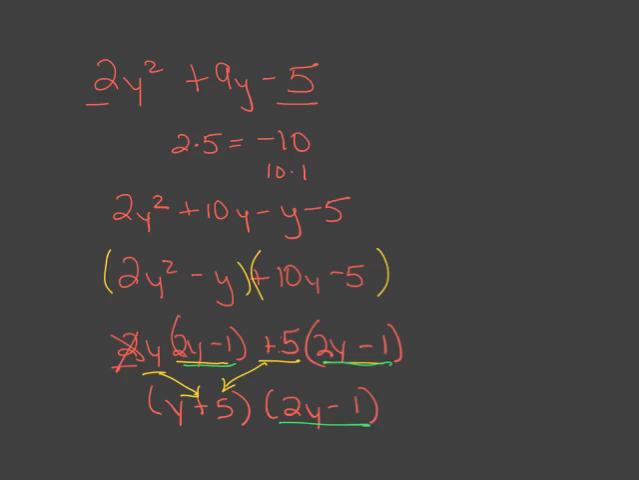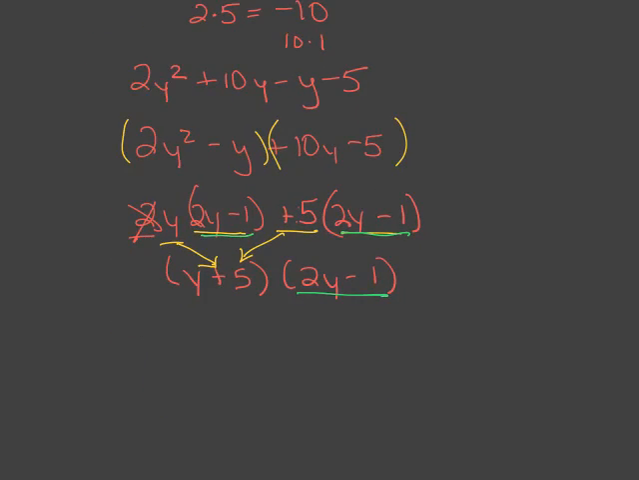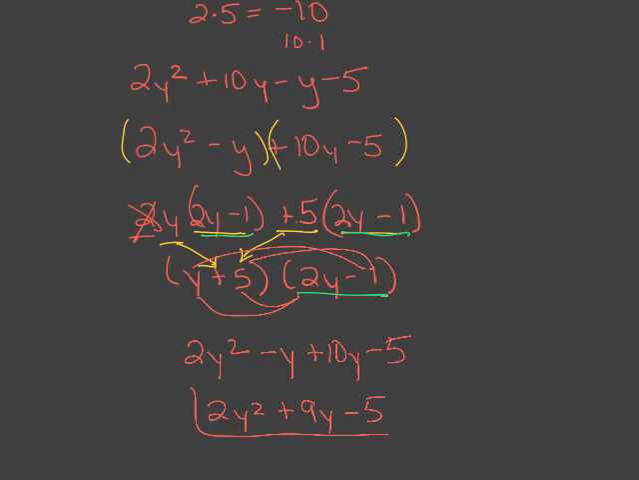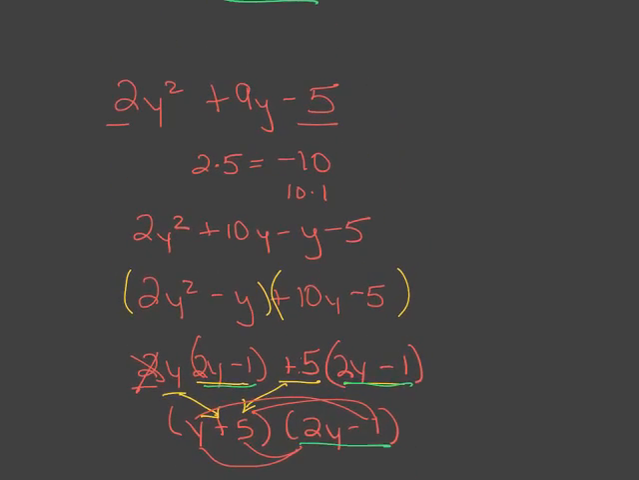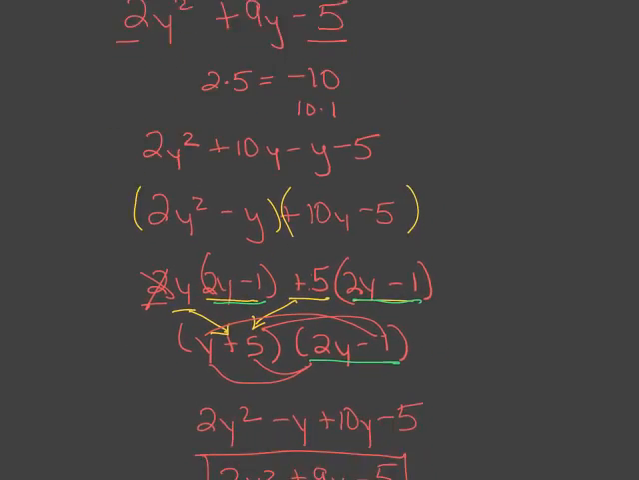Again, you can go back and check your work simply by multiplying the binomials. So y and 2y is 2y squared. First, outer: minus y; inner: plus 10y. Last: minus 5. And then 2y squared plus 9y minus 5 is the original trinomial. So moving this back up here, yes, that matches.